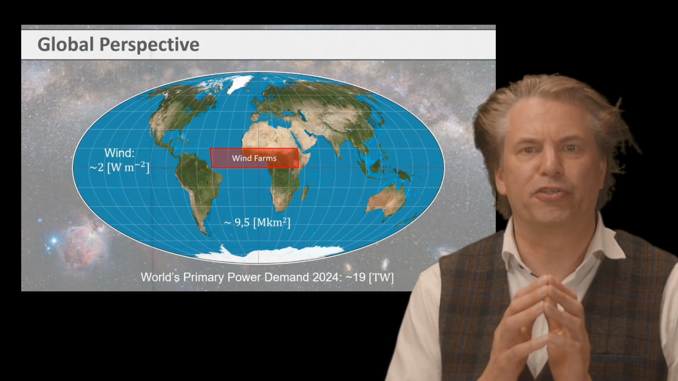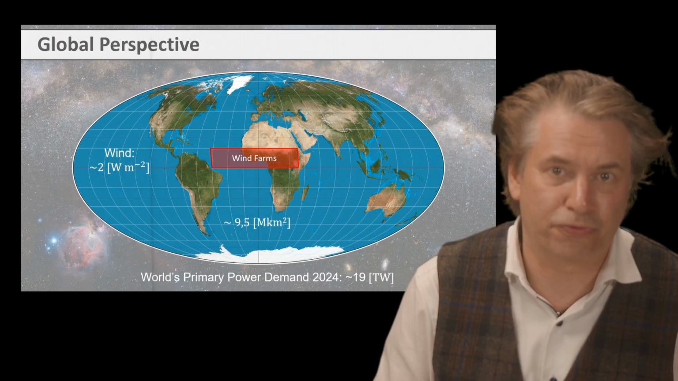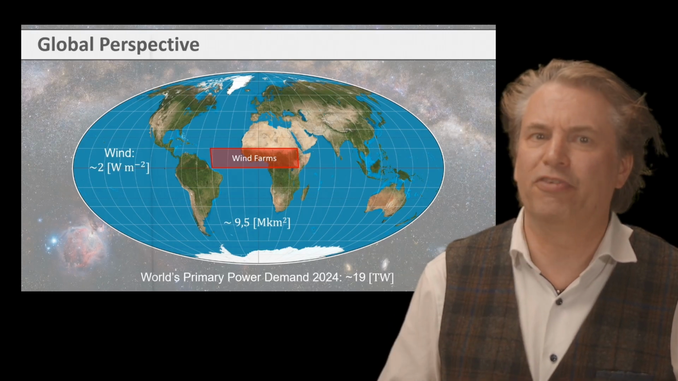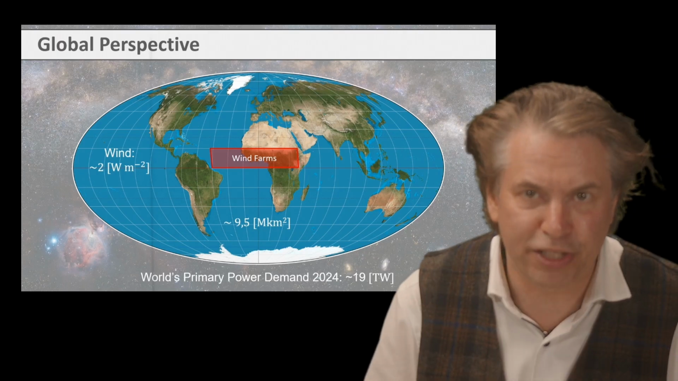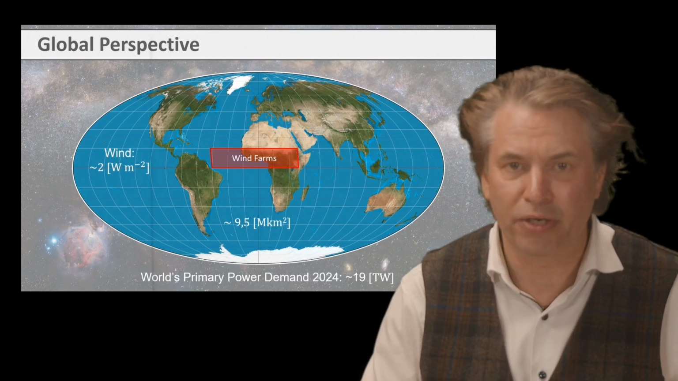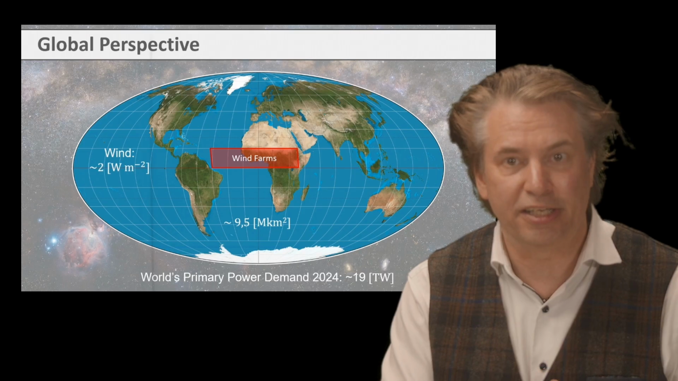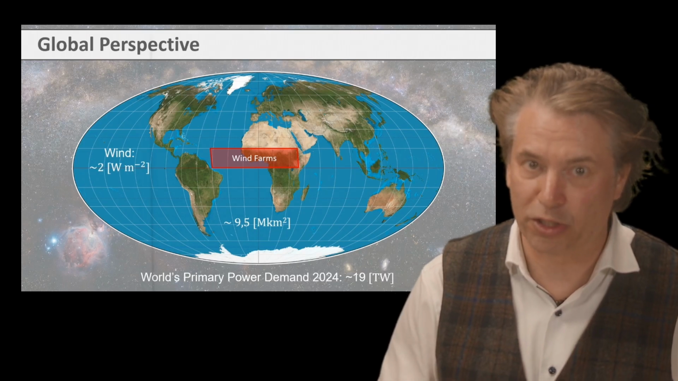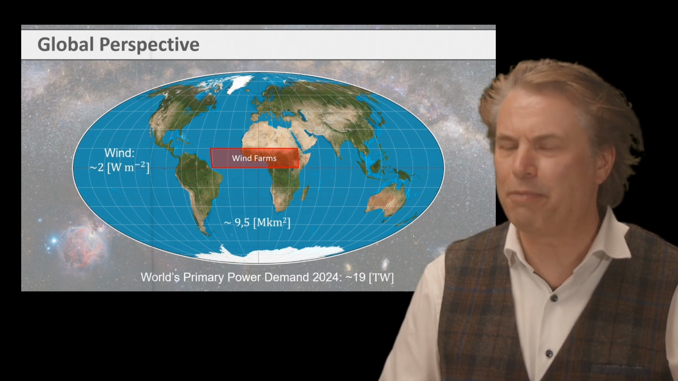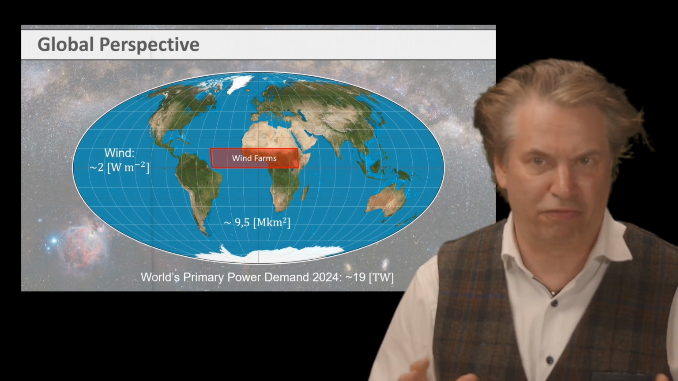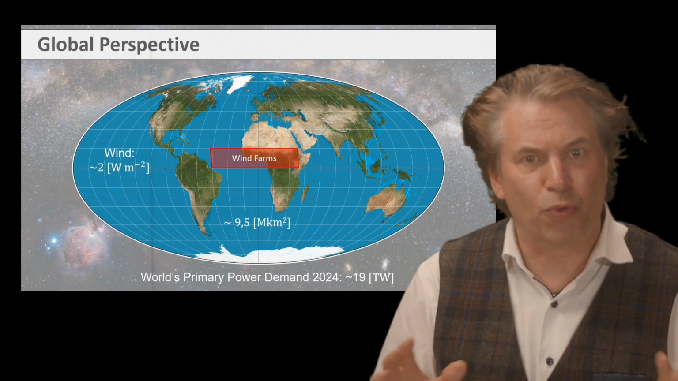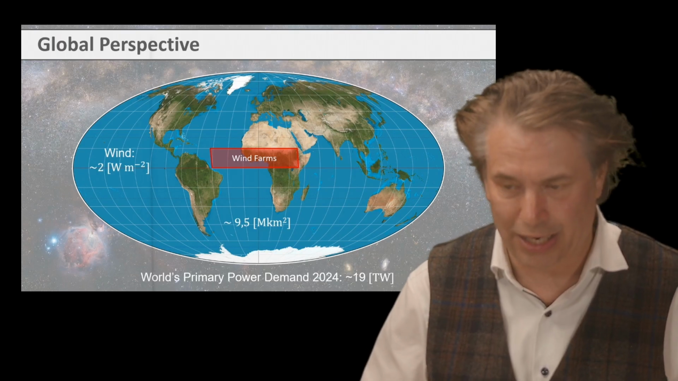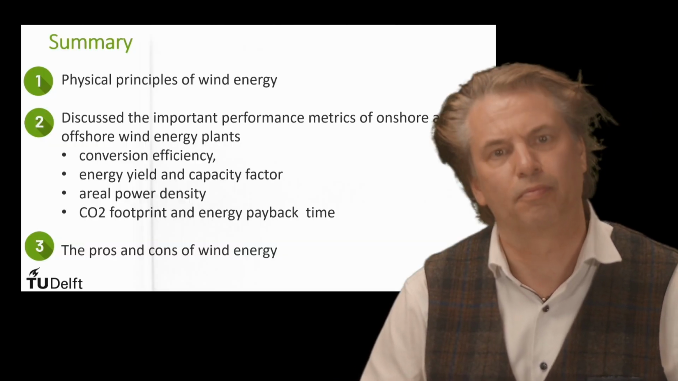Let's put these numbers in reference to the world primary power demand in 2024, being 19 terawatt. With this map, we can visualize what surface area is required to cover this demand with the technology discussed in each video. If we consider the total area needed in the form of wind farms, and assume a typical surface power value of 2 watts per square meter, we would need to cover 9.5 million square kilometers with wind farms. This would be around 1.8% of the total surface of planet Earth and 6.2% of all land area of planet Earth.